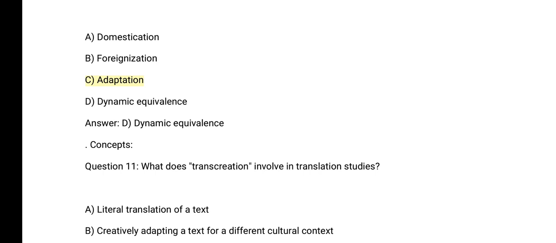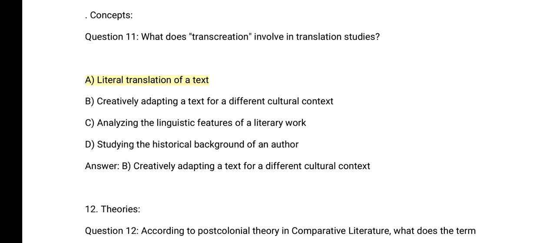Concepts. Question 11. What does transcreation involve in translation studies? A. Literal translation of a text. B. Creatively adapting a text for a different cultural context. C. Analyzing the linguistic features of a literary work. D. Studying the historical background of an author. Answer. B. Creatively adapting a text for a different cultural context.